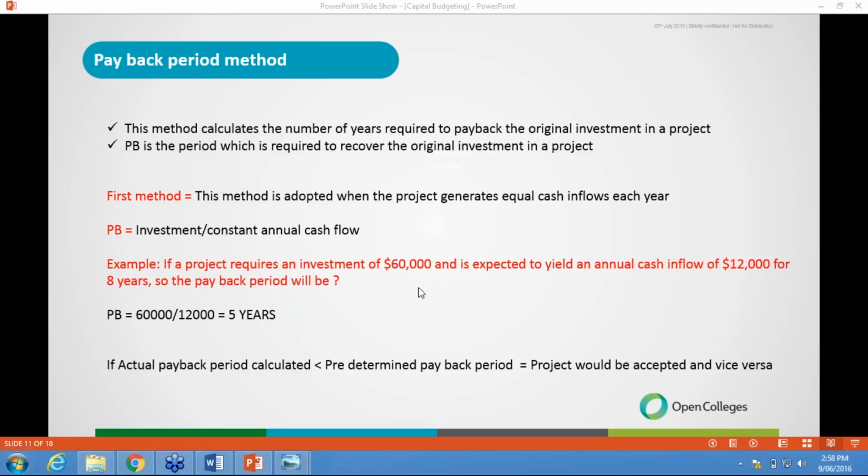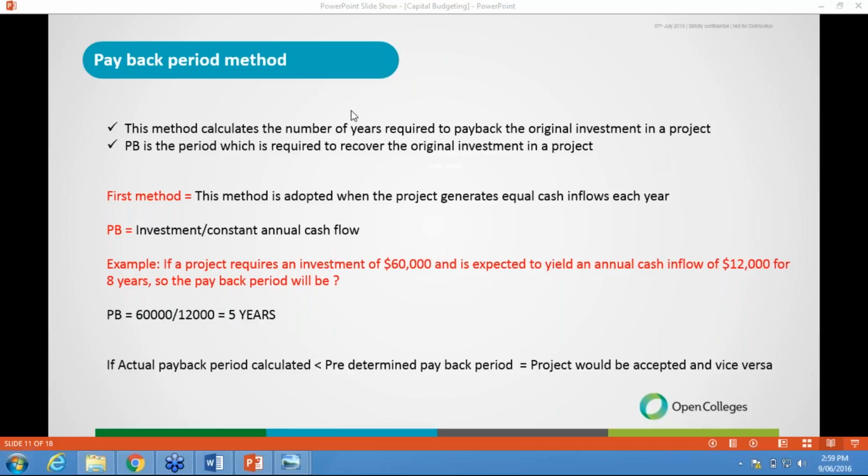Machine price is 80,000 and you are expecting an annual return of 15,000. So how many years will it take? Simply you need to divide: 80,000 divided by 15,000, you will get 5.33 years. So 5 years plus whatever the fraction amount is in months. You are absolutely right, guys. So that's how we calculate the payback period method.